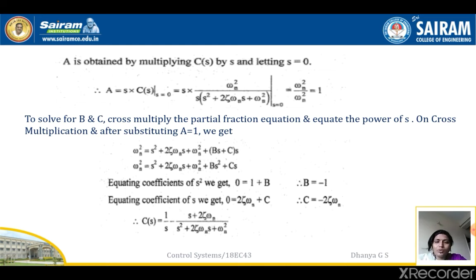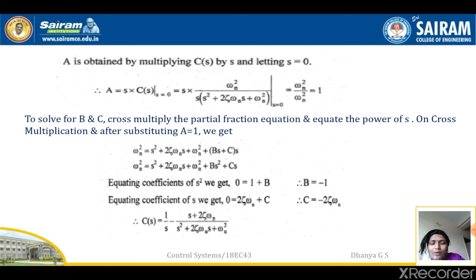Now we have to find out both B and C. So how will we find B and C? You have to equate the powers of s. So omega n square is equal to s square plus 2 zeta omega ns plus omega n square plus Bs plus C into s. That is how we are equating. Now you have to substitute A equal to 1, but here we don't have any A, so the remaining things you have to substitute. So you can see here omega n square is equal to s square plus 2 zeta omega ns plus omega n square plus, when you cross multiply, Bs into s it will become Bs square plus C into s.